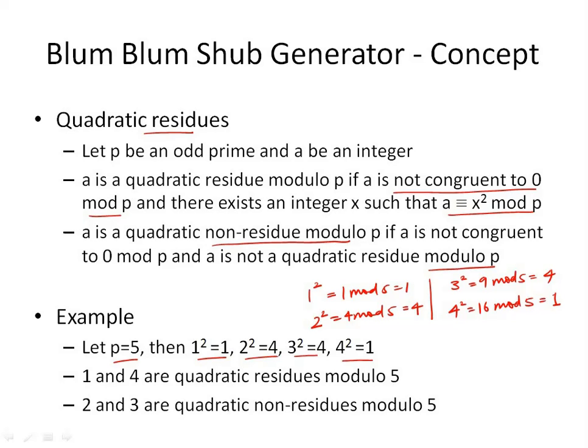From this we can see that 1 and 4 are the quadratic residues of modulo 5, while 2 and 3 are not quadratic residues modulo 5. Why? Because for 2 and 3 we get the squares as 4 and 4. So this is the basic concept of a BBS generator.